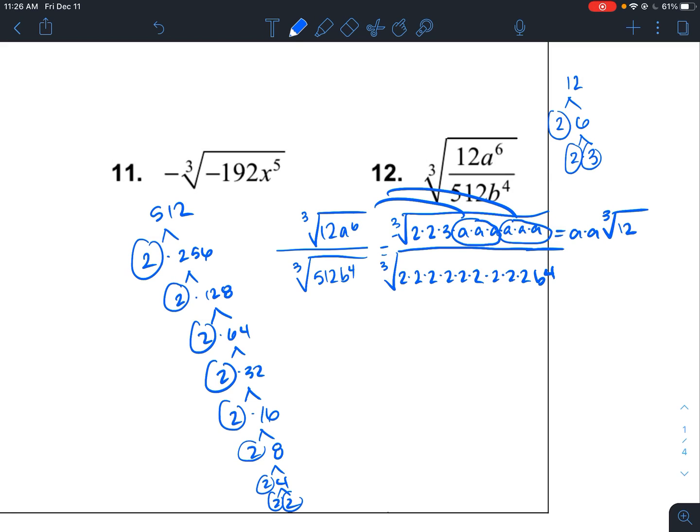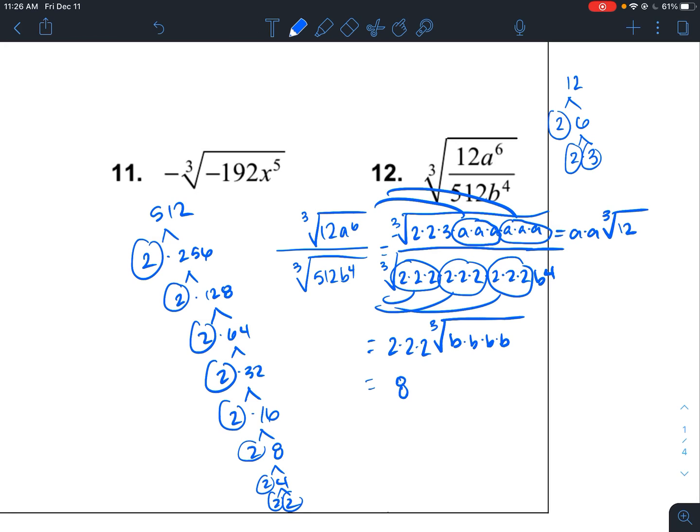So let's look for groups of 3 because it's a cube root. Here's a group of 3, here's a group of 3, and here's a group of 3. So I can pull out 2 three times. So this is equal to 2 times 2 times 2 times the cube root of b times b times b times b, which is b to the 4th. So this is equal to 8, because 2 times 2 times 2 is 8, times the cube root of b times b times b times b.